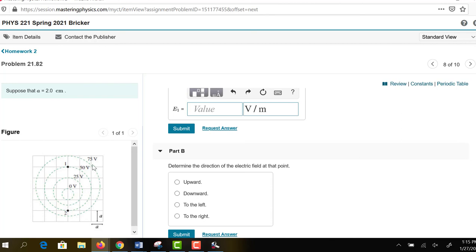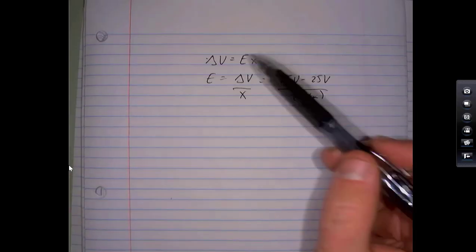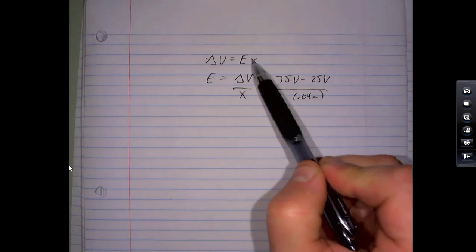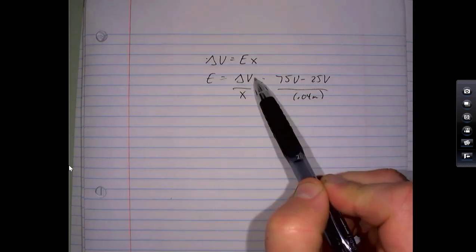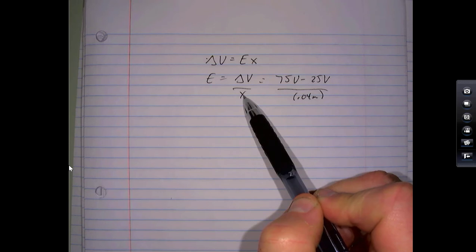Now to get the magnitude of the electric field, so remember the potential difference is equal to E times D, or maybe I should say E times X. So from that idea we can figure out the magnitude of the electric field here at point 1. Let's put that one on paper. Okay, so here's the formula. Delta V is equal to E times X. So E would be delta V divided by X. This comes from chapter 21 again.